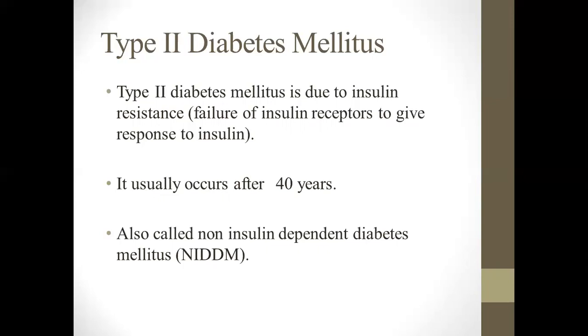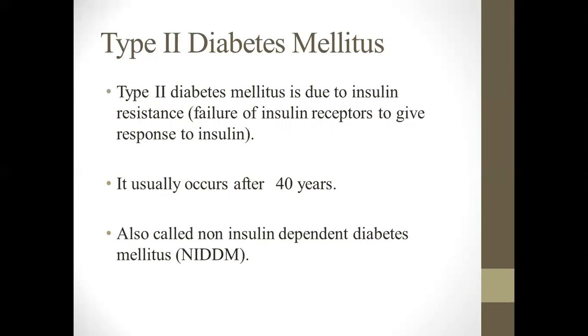Type 2 diabetes mellitus is basically due to insulin resistance and failure of the insulin receptor to respond to the insulin. So insulin is produced, but the receptors are unable to recognize insulin and to attach with the insulin, and this is known as the receptor defect.